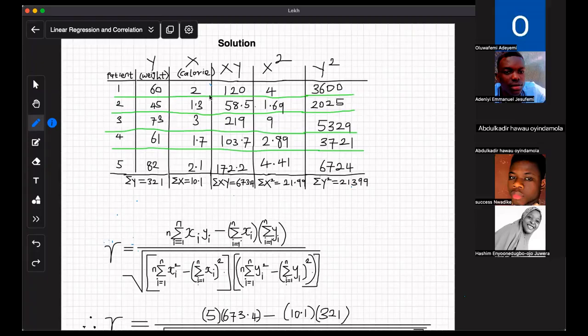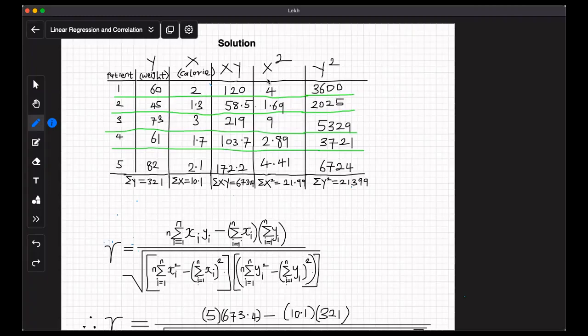When we square x, x is 2 here, so x squared is 4. X is 1.3 here, so x squared is 1.69. And like that we continue. When we are done, we sum everything up, and it gives us 21.99. Do we get that, please? Yes, sir. All right, so we continue.